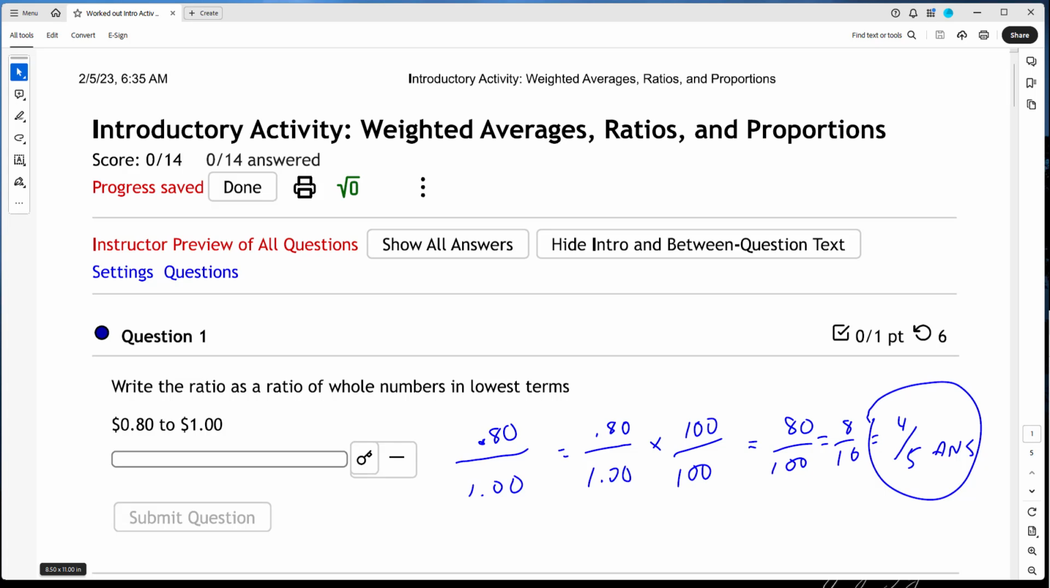Introductory activity, weighted averages, ratios, and proportions. Question 1: write the ratio as a ratio of whole numbers in lowest terms.